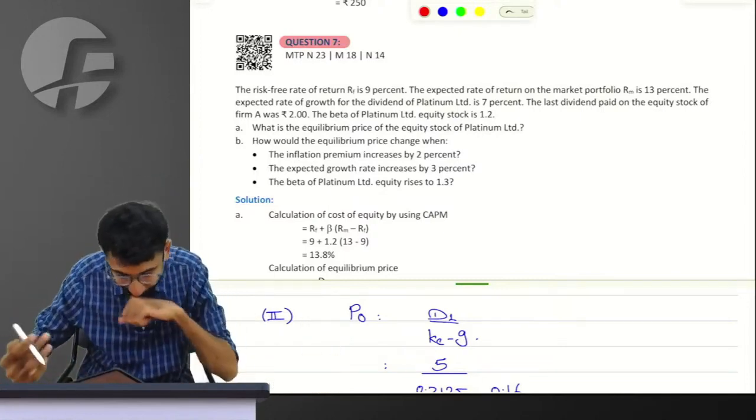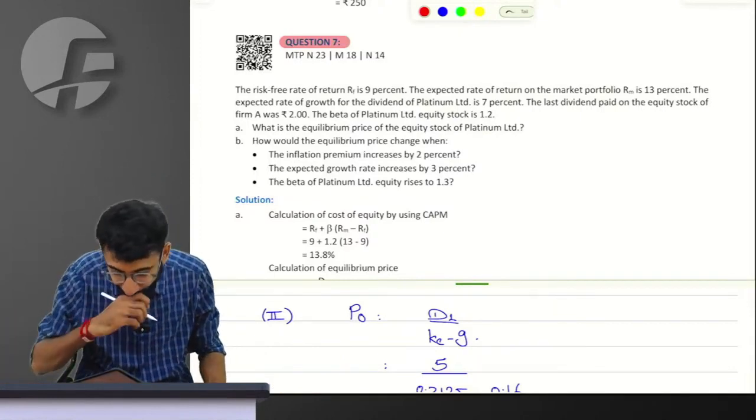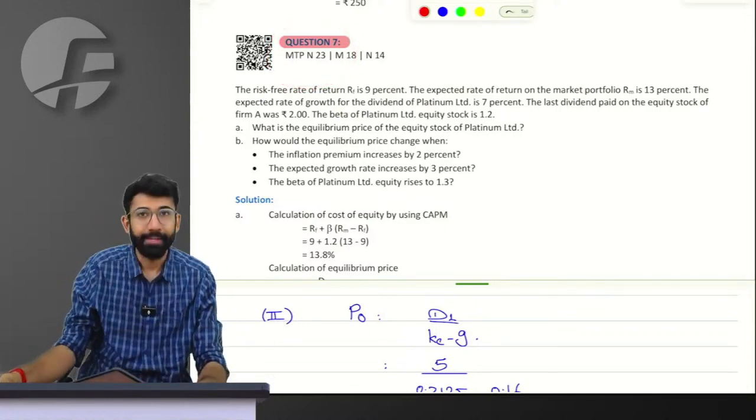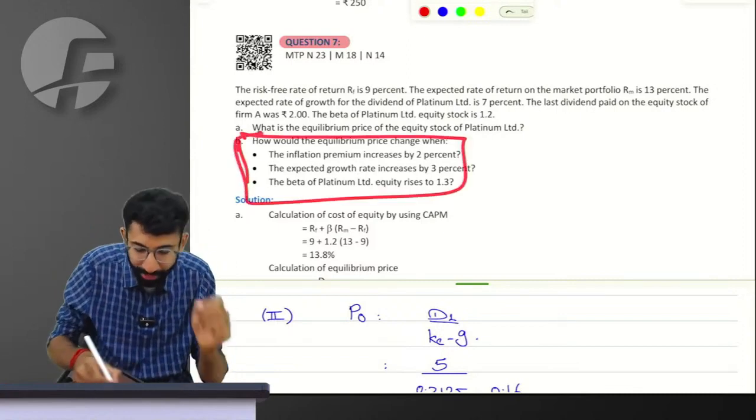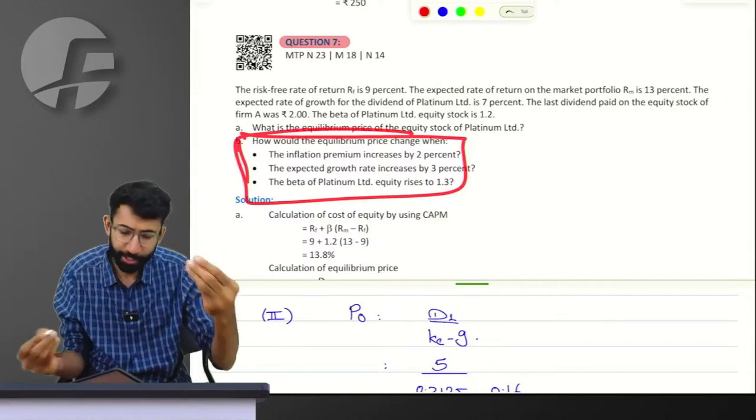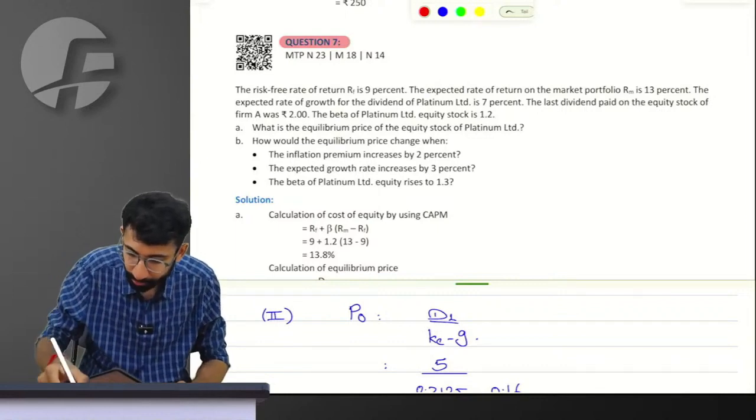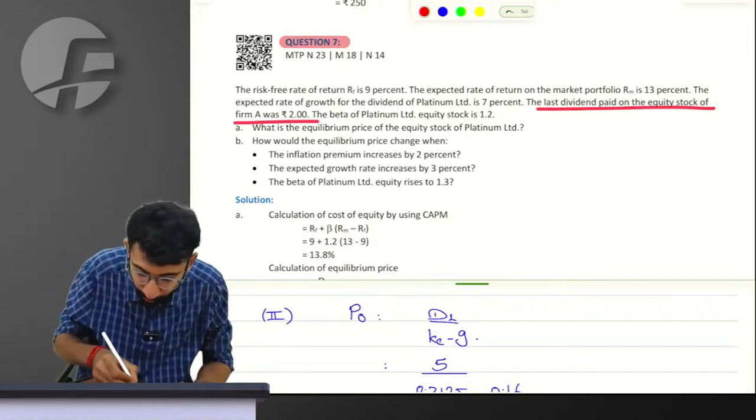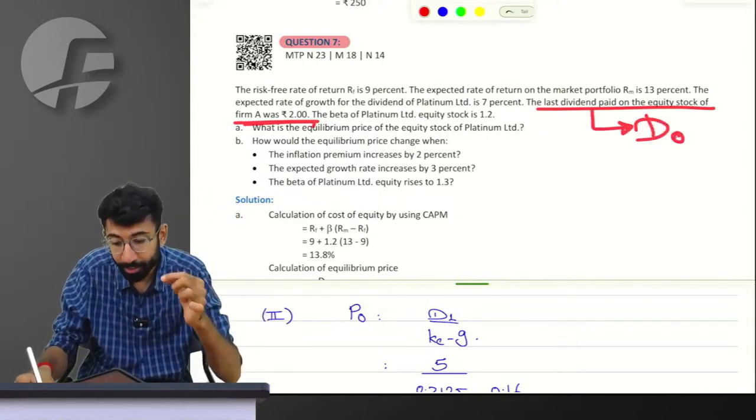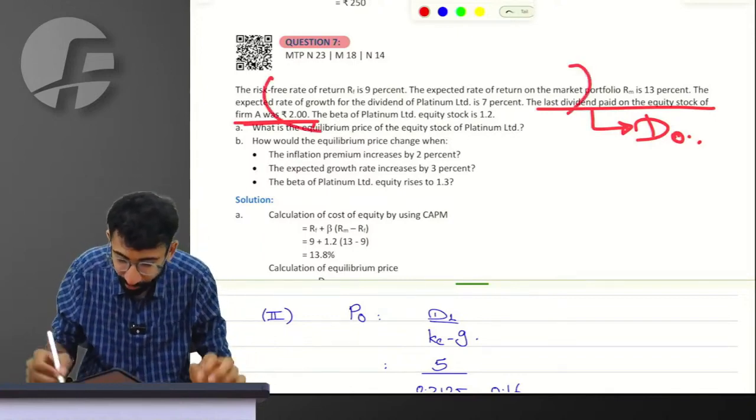All right. Question number 7. In this question, you will have to try at home, but one thing I want to explain. In this question, I want to teach you something which is mathematical in nature. Logically, you are all set, you know everything, right? For example, the last paid dividend on this equity stock was rupees 2. It is very clear. Last paid dividend, meaning the given dividend is D0. First thing is clear. Everyone in the class. Rest of the things you can crack on your own.